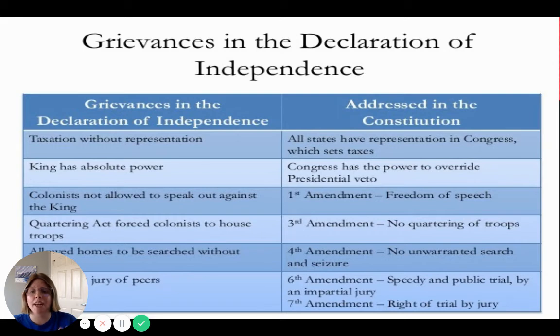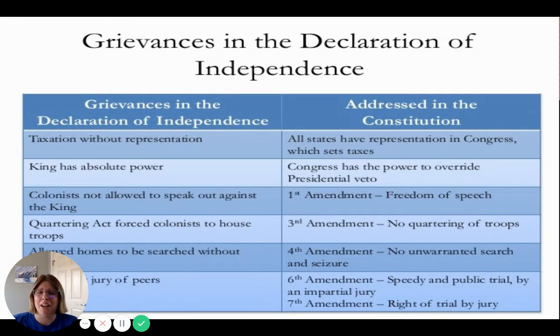For example, one of the main complaints of the colonists was taxation without representation. They were being taxed by Great Britain, but they weren't allowed to serve in the government or be a part of the lawmaking or policy making. The king had total power, and that was definitely a complaint. So that's why we limit the power of the president. Our president is nowhere like what the king was back in those days. We don't have nearly as much of the power. We separated the power between the three branches.